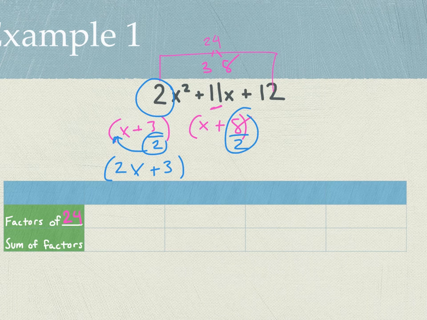So what's 8 divided by 2? 4. So this would be x plus 4. So then this is our final answer. When we start with a number that's not 1 out front, it just takes us 2 extra steps to factor. So the differences are that we have to multiply the first and last, and that we have to divide by that first number.